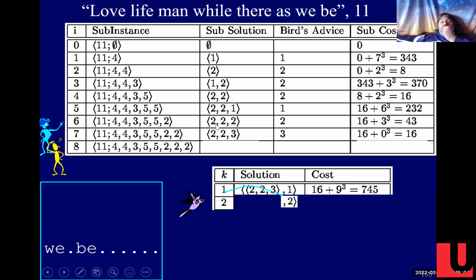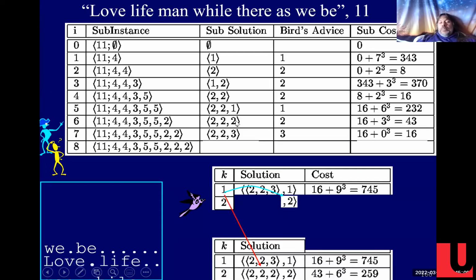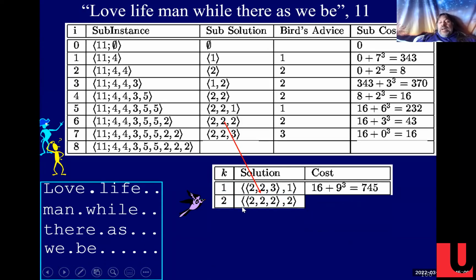Friend tells us his solution is 222. So we trust the friend, and we put 222 is how we do the friend's part. And then we do the last line with 2 words, right? We trust the friend, we trust the bird, and that's how we get our solution, right?